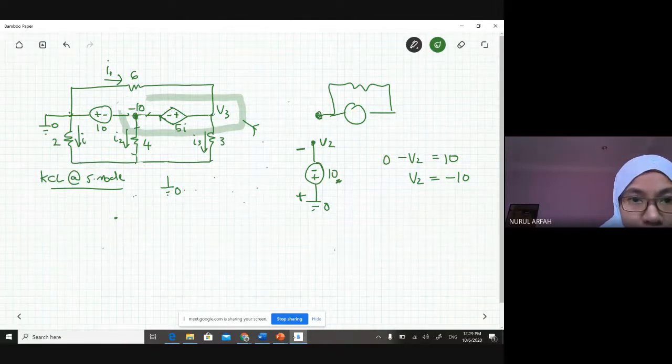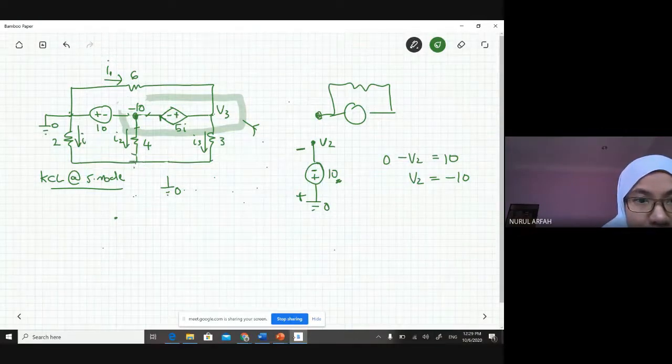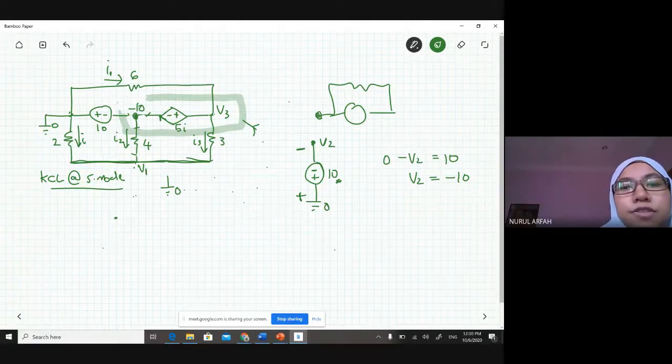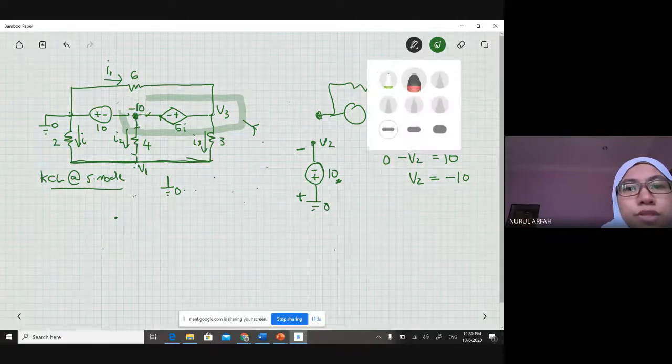Oh, there's another one. What is this part down here? Is there any value? No, right? So you need to put a name for this. So this is V1. Okay, I give a name there. Right, so KCL for the supernode. This is a supernode here.